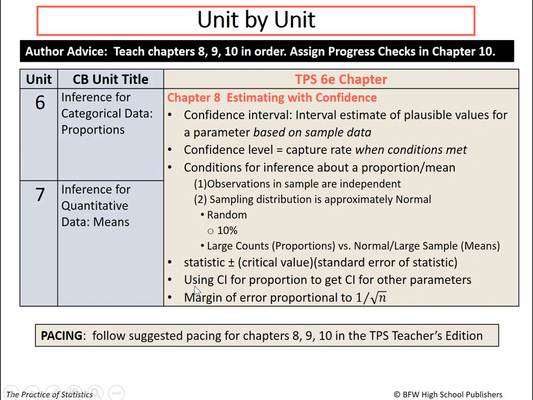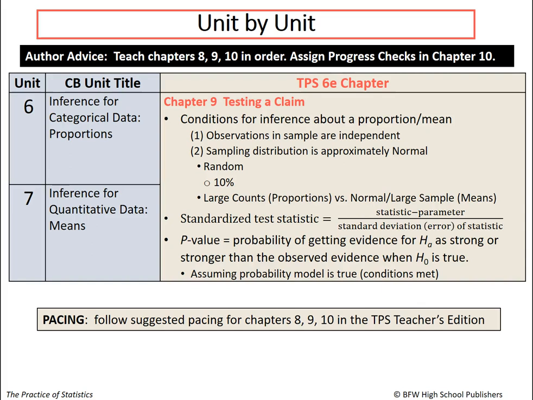Also, when you're doing inference about categorical data for proportions, point out that you can use a confidence interval for a proportion to get a confidence interval for, say, a total, as has been done in a couple of previous exam questions. And help students understand that for confidence intervals for a proportion or a mean, the relationship between the sample size and margin of error is that the margin of error is proportional to 1 over the square root of the sample size. So this helps them get an idea of how the two are related, sample size and margin of error. Again, we recommend staying in order, Chapters 8, 9, and 10 in TPS, and following the pacing guide there.